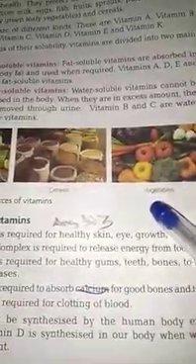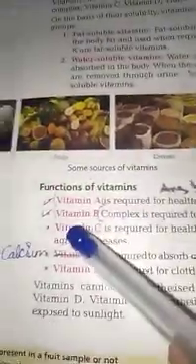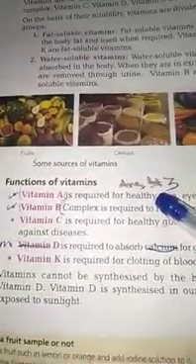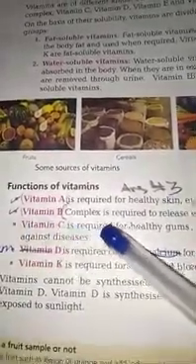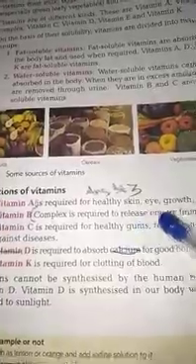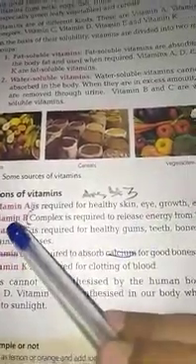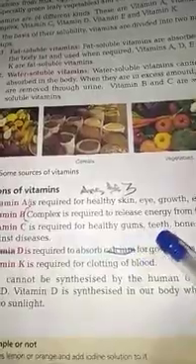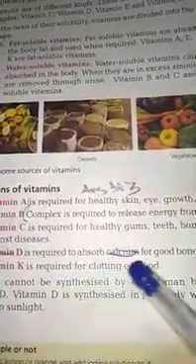Now let us see some sources of vitamins. These are eggs, fruits, cereals and vegetables. These all are good sources of vitamins. What are functions of vitamins? Vitamin A is required for healthy skin, healthy eyes. Vitamin B is required to release energy from food. Vitamin C is required for healthy gums and teeth. Vitamin D is required to absorb calcium for good bones. Vitamin K is required for clotting of blood. So each and every vitamin is important for our body.